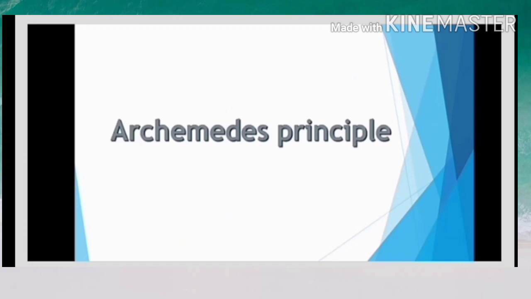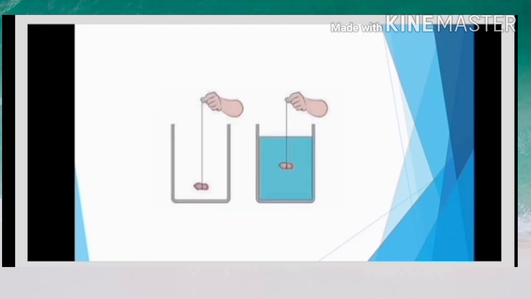Next point, Archimedes principle. You know the scientist Archimedes. What is the principle of Archimedes? First we see the activity. Take a long rubber band and cut it at one point, and at one of its ends tie a clean washed stone or 50-gram weight as shown in the figure. Now hold the other end of the rubber band and make a mark here. Keep the stone hanging in air and measure the length of the rubber band from the stone to the mark made earlier.